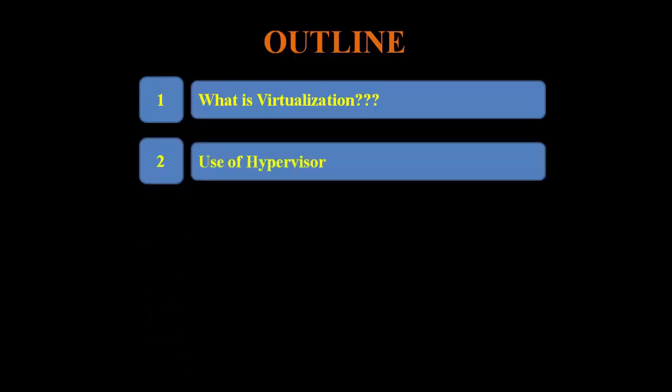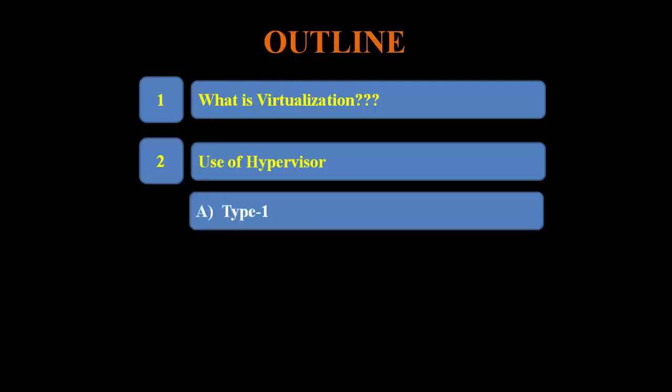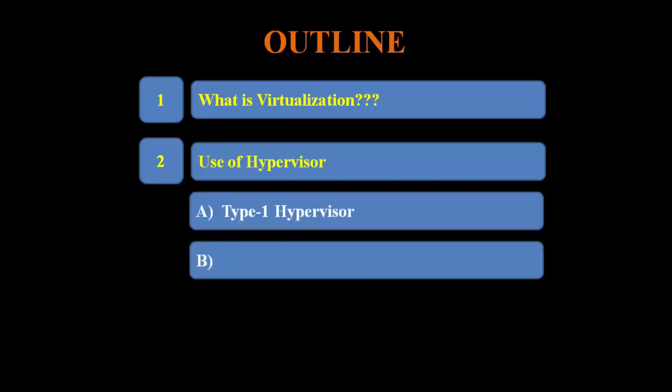First of all, let us have an outline of today's video. In this video, first we will discuss what is virtualization. I will give a brief idea about what is virtualization with one example. Then we'll discuss the hypervisor. Hypervisor itself has two types. One is Type-1 hypervisor and the second one is Type-2 hypervisor. Both types of hypervisor we will discuss with one example in this video. So let's first discuss what is virtualization.